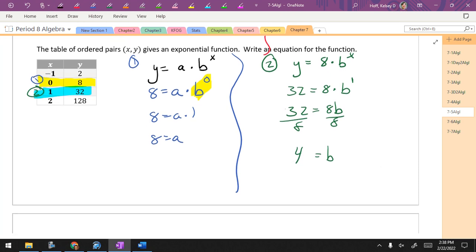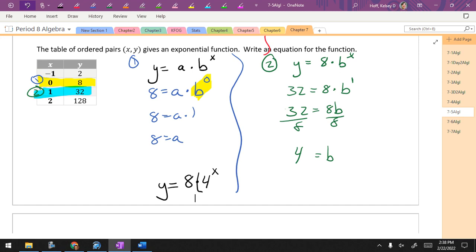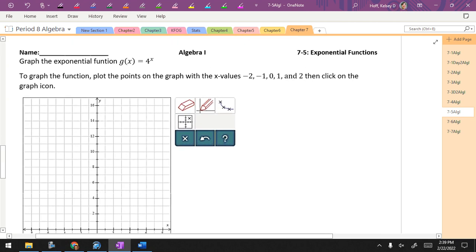So my final answer, what is my exponential function? Y equals 8, put the dot for times, 4 to the x power. Now, sometimes they'll have you put parentheses right here, which would be fine as well. But I usually just put the dot in between the 8 and the 4. But be careful, you don't want it to say 84. Plug in 0 because it's going to make your b turn into a 1, and then plug in 1. So you're still like, okay, I think I'm okay at this point.